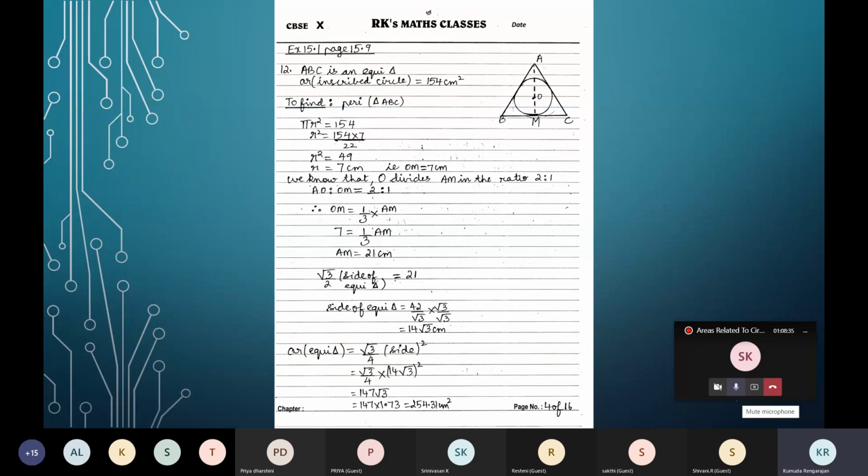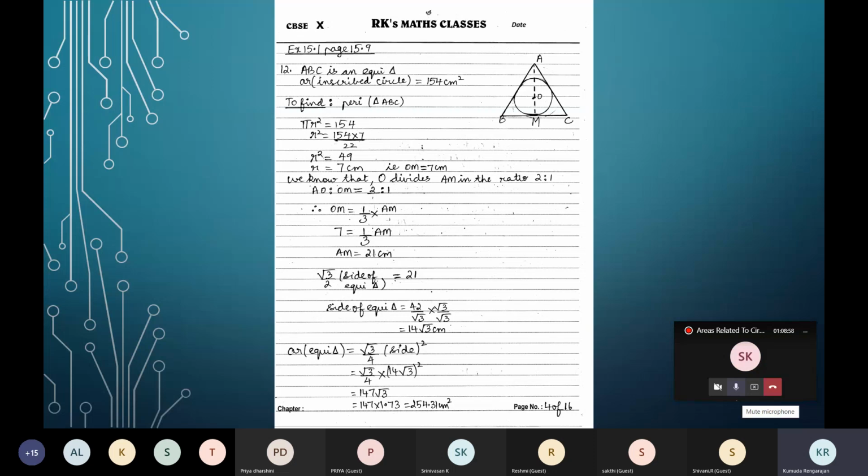I trust all of you are writing. Please write. An altitude is a line segment from the vertex perpendicular to the opposite side. Perpendicular to the opposite side.